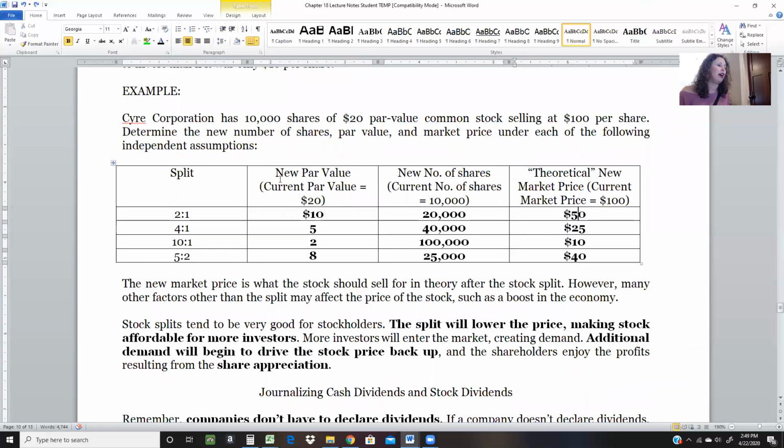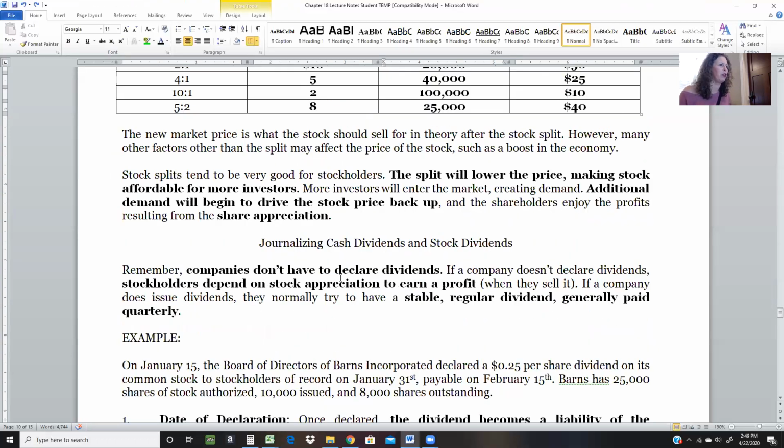There are some other examples here, like a 4-for-1, which would just mean you divide the par value by 4 and multiply the shares by 4. Then I did something really weird, like a 5-for-2. A 5-for-2 would mean that you divide by 5 and then multiply by 2. So you would take 20 divided by 5 is 4, times 2. For the shares, you do 10,000 times 2 divided by 5. Anyway, you're never going to have to do one of those, so it doesn't matter.